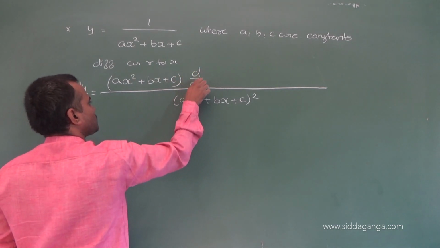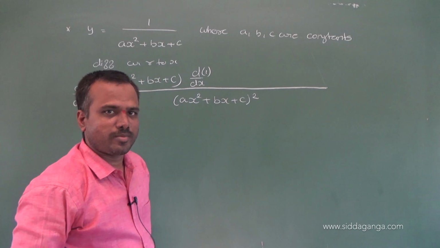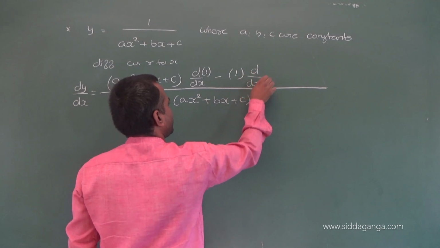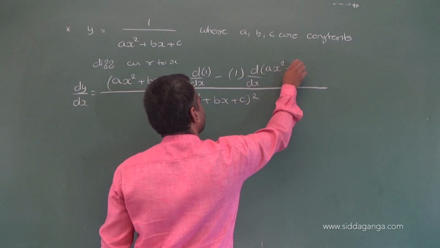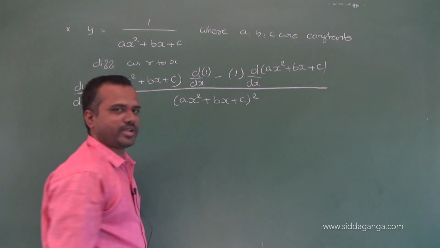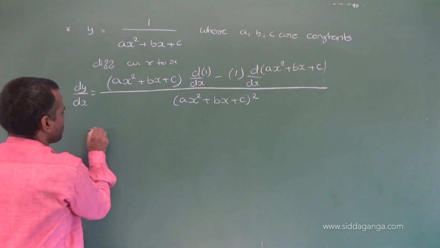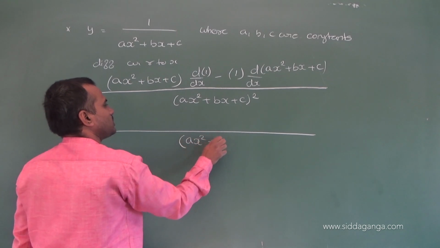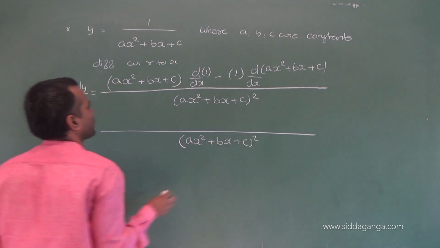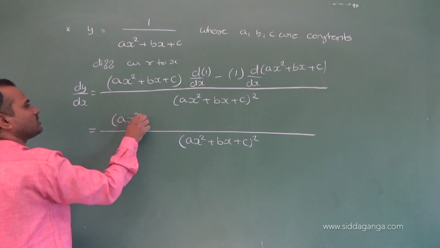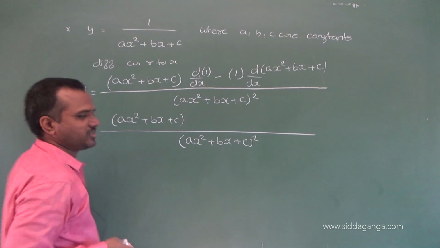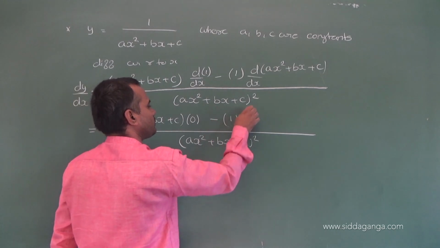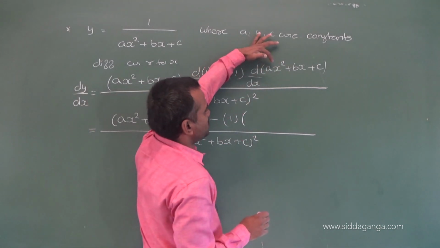ax square plus bx plus c, d by dx of 1, correct? d by dx of 1 minus 1 into d by dx of (ax square plus bx plus c), that is equal to (ax square plus bx plus c) whole square. Derivative of 1 is what? Constant, it is 0, minus 1 into, observe here, a constant into function.